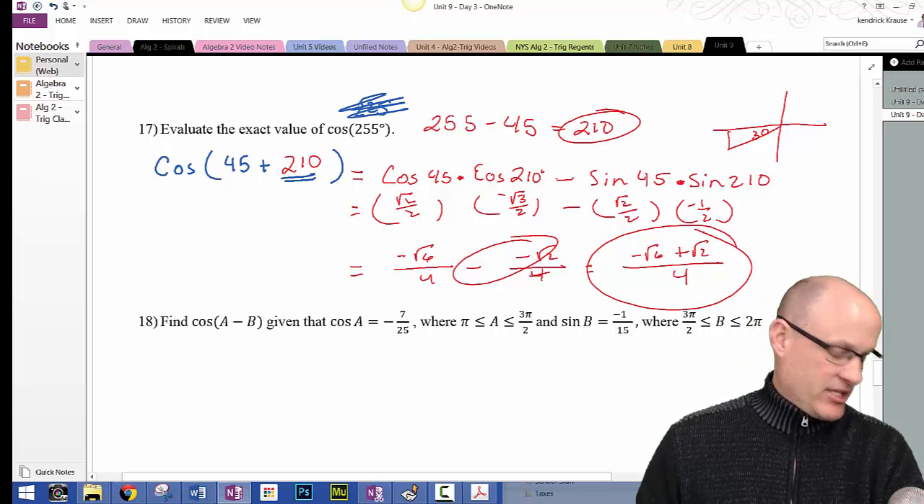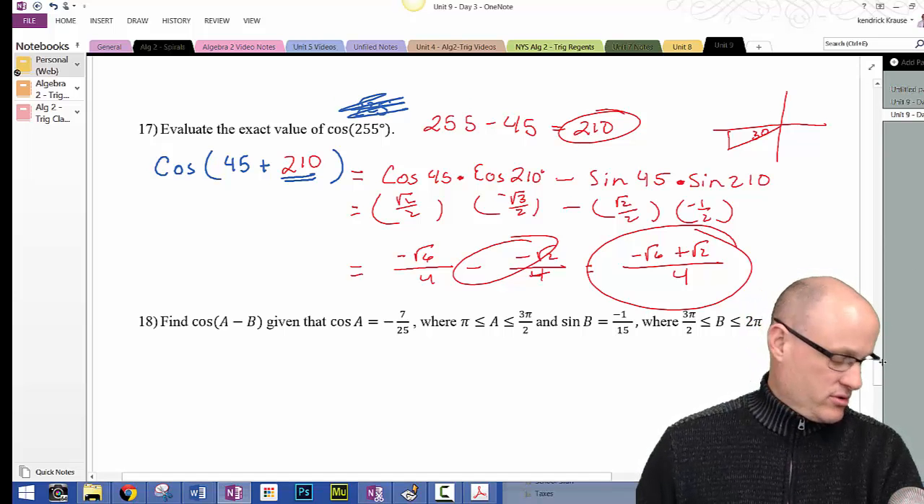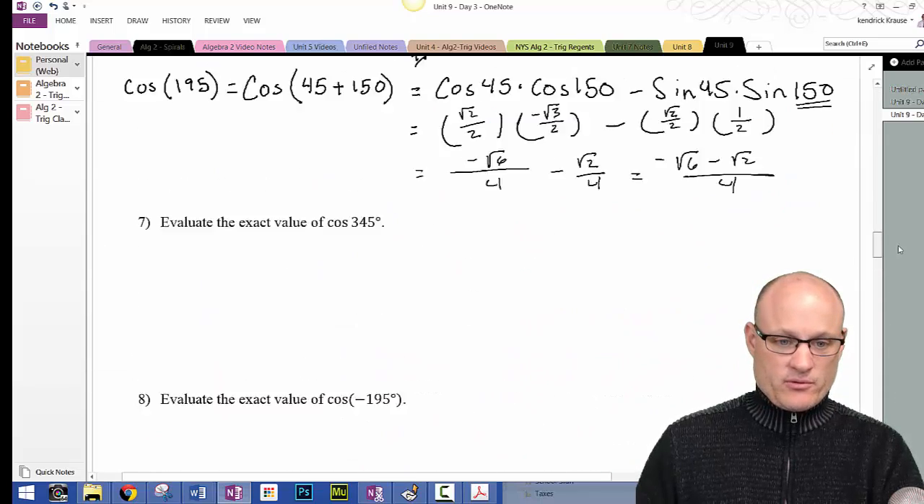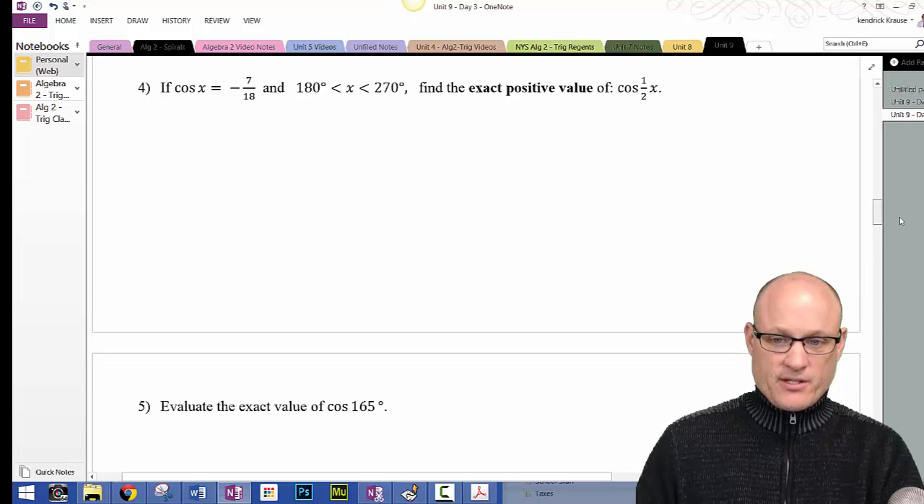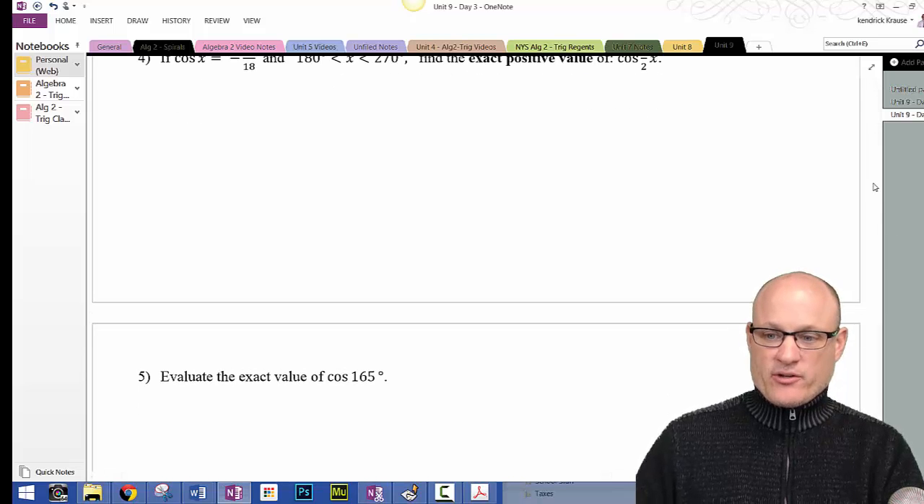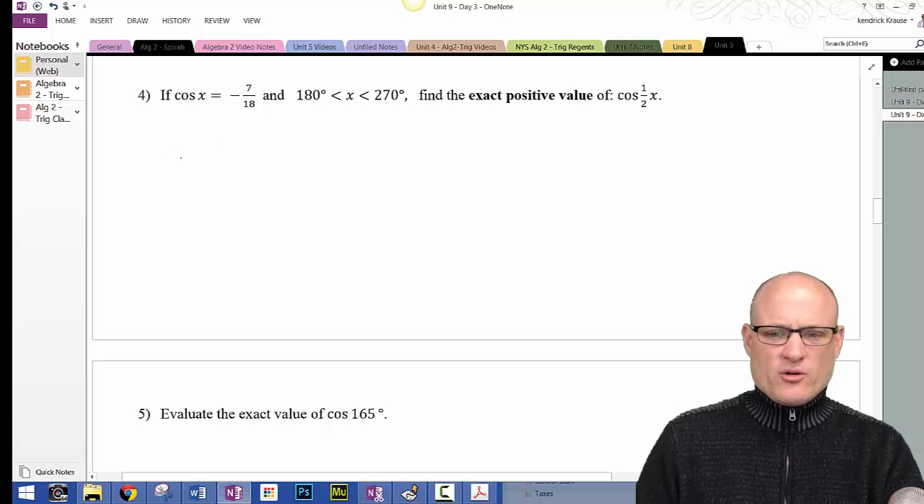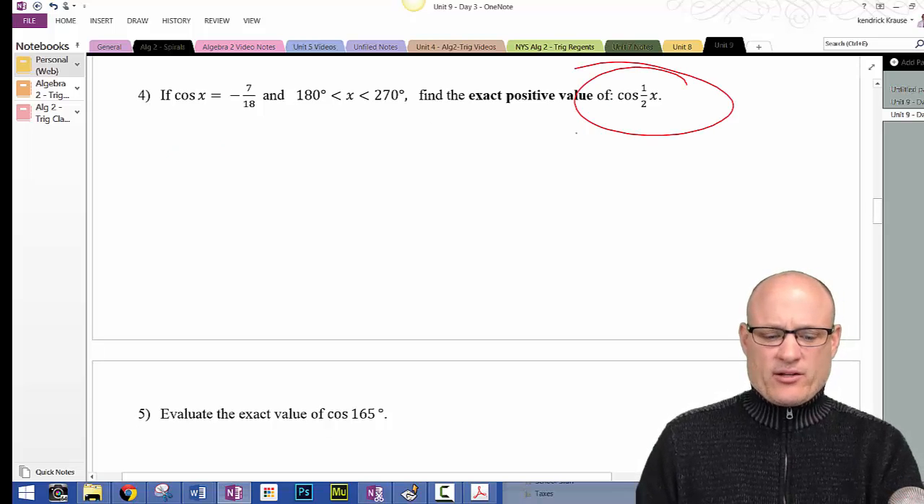I've got 7 left to do, and then you're going to be on your own. We're going up to question 4. There it is. Oh, these are the easy ones. These should be the simplest ones. I don't understand why you guys have trouble with these. This is what I've got to look up on my formula sheet.